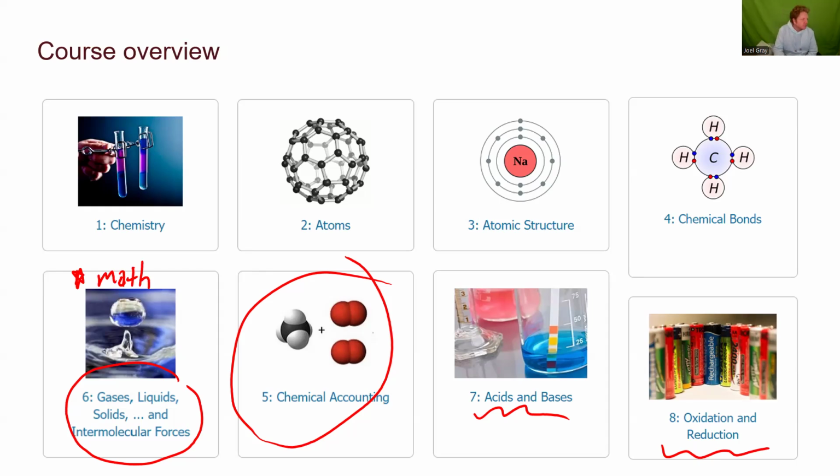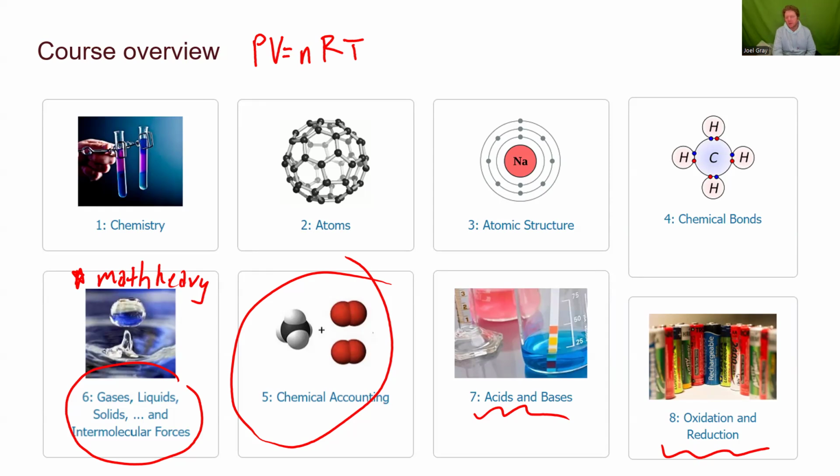So I'm going to say that is math heavy. Now, in terms of how heavy are we talking? Well, I'll give you a little bit of an example. We're going to be working this equation that looks like this: PV equals nRT. And that's known as the ideal gas equation.